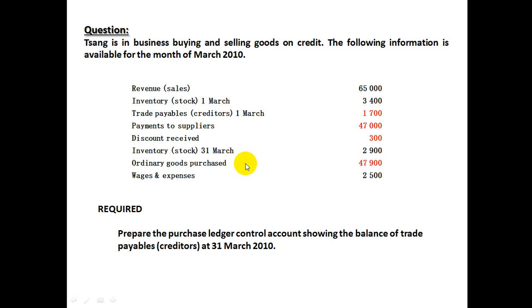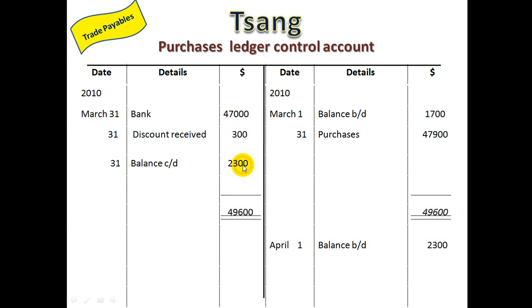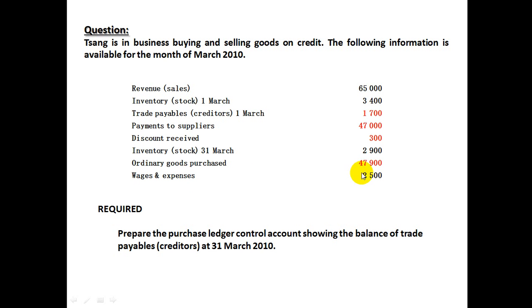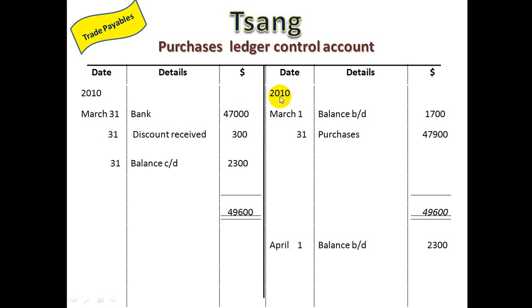Goods purchased. Yes, when we are purchasing goods and they are on credit, it will actually increase our trade payable. Therefore, purchases will be recorded on the credit side because they are increasing the trade payable account. Wages expense has nothing to do with the purchases or payable account, so ignore this. Only these four amounts have a concern with our ledger account. After posting these amounts, let's find the ending balance.